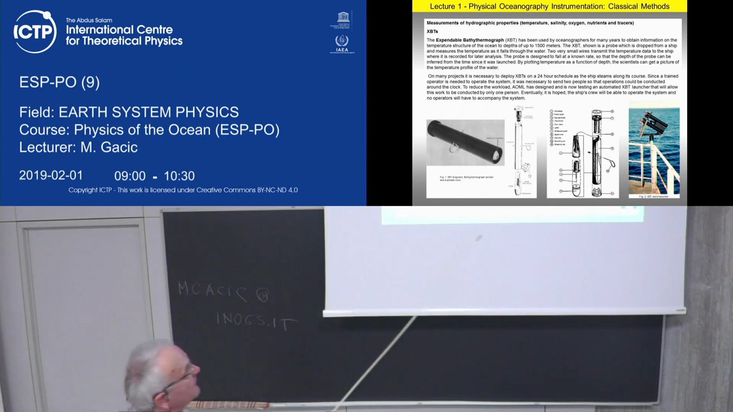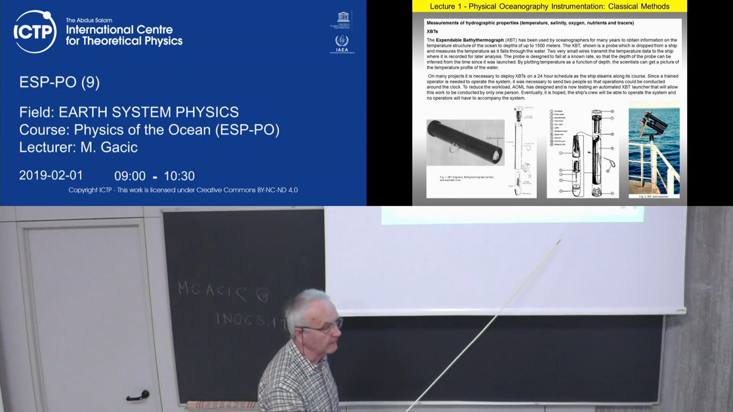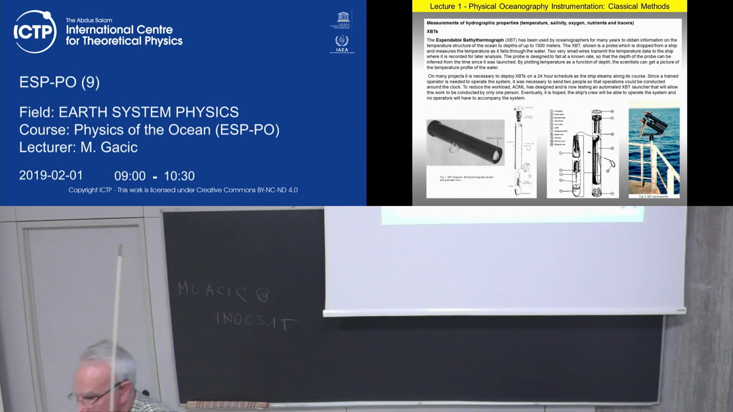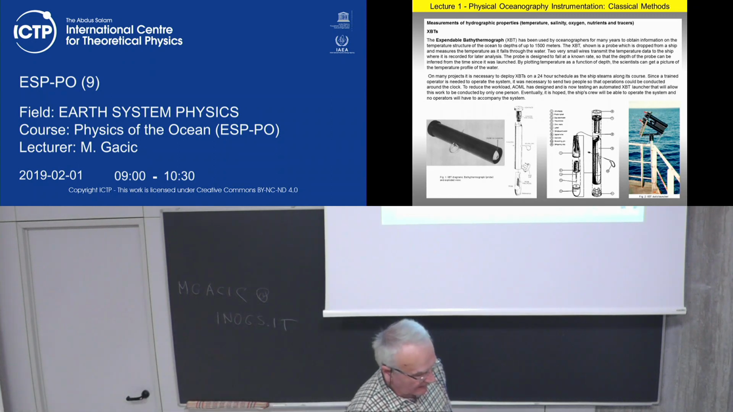About 20 years ago, we had a big project where we were using the XBT, a rather intensive XBT program in the Mediterranean using commercial ships. So you pick up the commercial ship and then every 10 miles you do the measurements. Okay, this is without entering into details. This is the expandable bathythermograph.